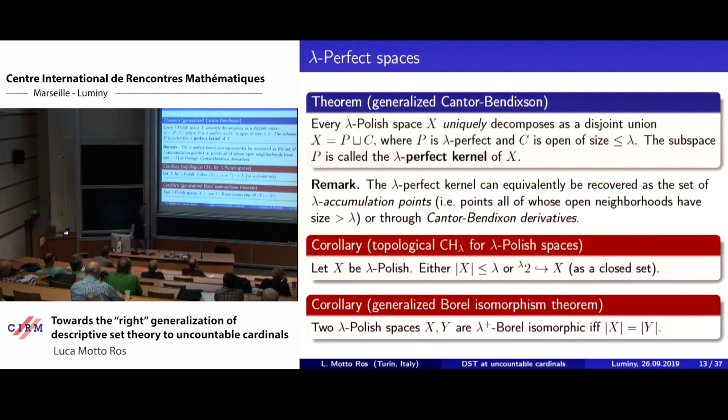And also, if you combine this with the continuous injection we saw in the first slide, you do the usual thing, the Cantor-Schroeder-Bernstein theorem, topologically. You get that two lambda Polish spaces are lambda-Borel isomorphic if and only if they have the same size. Okay? So actually, the sizes are either lambda or 2 to the lambda. There are no other sizes.